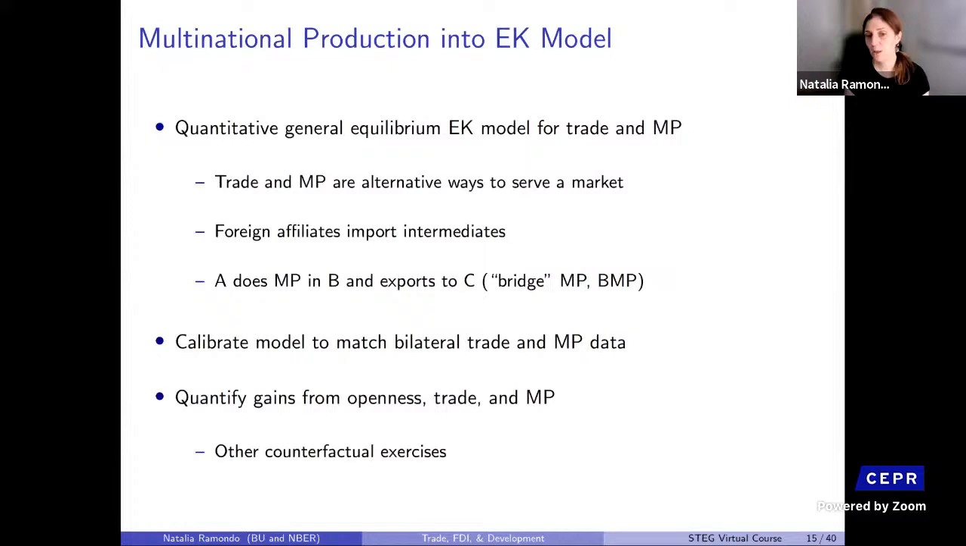We're going to allow for foreign affiliates importing intermediates. We're going to have these export platforms. We call it bridge MP, so there is no confusion with production fragmentation. We don't have that. But we are going to allow for firms from A doing MP in B and exporting to C. And then we're going to calibrate this macro model to what we observe in the data, bilateral trade and MP shares. And then we're going to compute gains from openness, from MP and from trade. And you can think of other counterfactual exercises. So let me show you how the model goes.